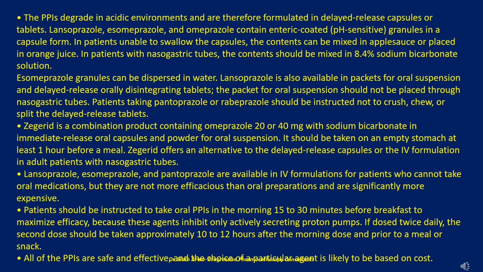8. Patients should be instructed to take oral proton pump inhibitors in the morning 15 to 30 minutes before breakfast to maximize efficacy, because these agents inhibit only actively secreting proton pumps. If dosed twice daily, the second dose should be taken approximately 10 to 12 hours after the morning dose and prior to a meal or snack.